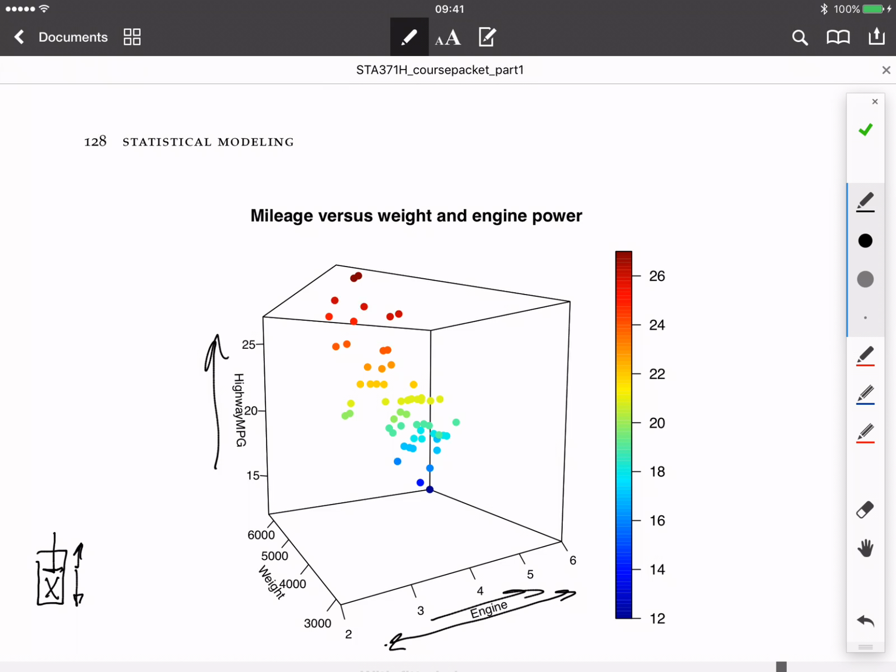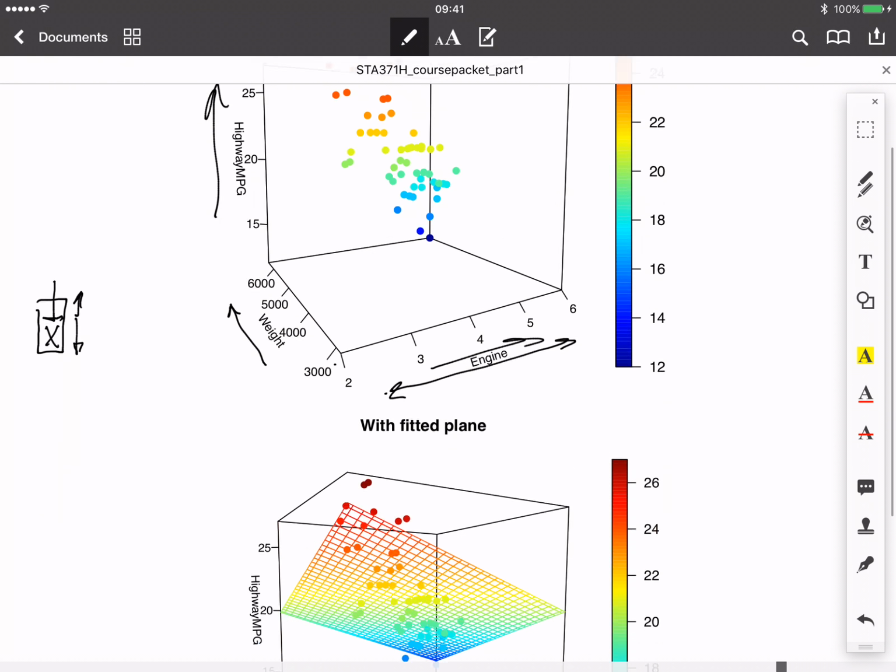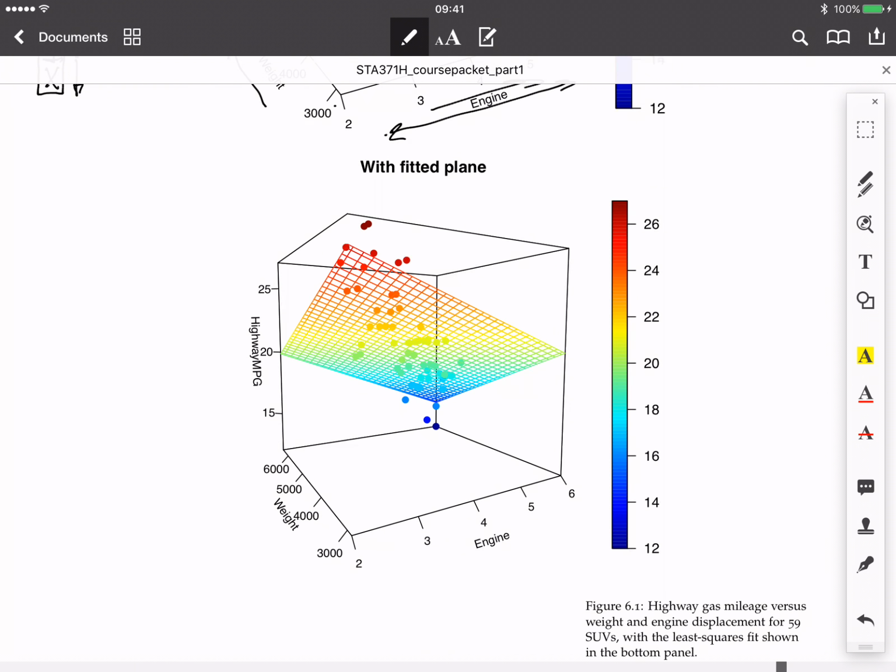And on the axis going back into the page, you're seeing the weight of the car in pounds: 3,000, 4,000, 5,000, etc. You can see a very clear relationship among the three variables in this data set. It's a little easier to see in this picture down here, which shows a regression plane fit to this data. Because it's difficult to see in 3 dimensions on a 2-dimensional page, we've added colors to the dots here.